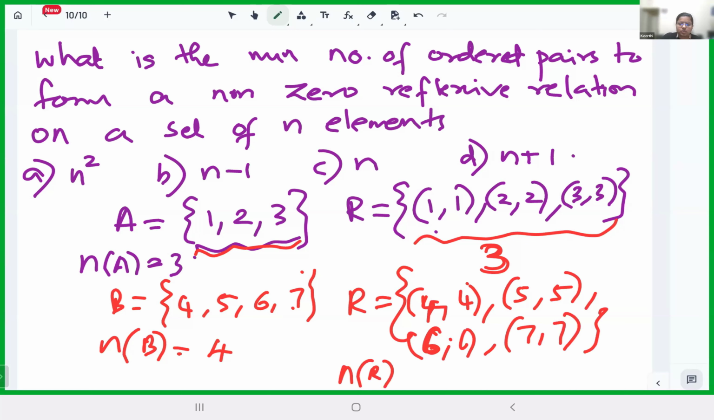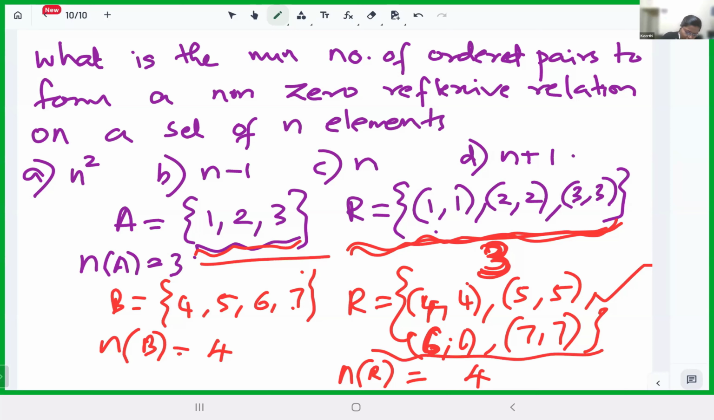So, n of r is equal to 4. What is the connection between the number of elements in a set and the number of elements in a non-zero reflexive relation? It is the same, right? So we are asking about the minimum number of ordered pairs for this to become a reflexive relation. With a minimum of 3 ordered pairs, we got a reflexive relation on a set of 3 elements. Similarly, with a minimum of 4 ordered pairs, we got a reflexive relation on a set of 4 elements. So what can you say about this?